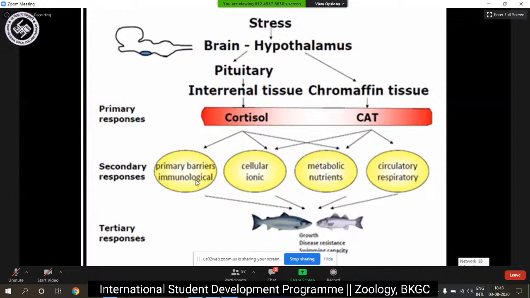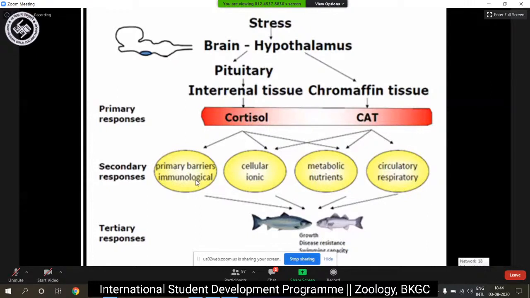At the secondary level of response, there would be decreased immunological responses. With increased stress, cortisol is associated with immunosuppression. They're going to reduce the immunity of the subject. So there would be several metabolic, circulatory, and respiratory changes, which ultimately affect the growth, the disease resistance, and the swimming capacity of the fishes, which are the tertiary response of the stress. So altogether, stress can affect the physiological status as well as the growth pattern of the fishes.